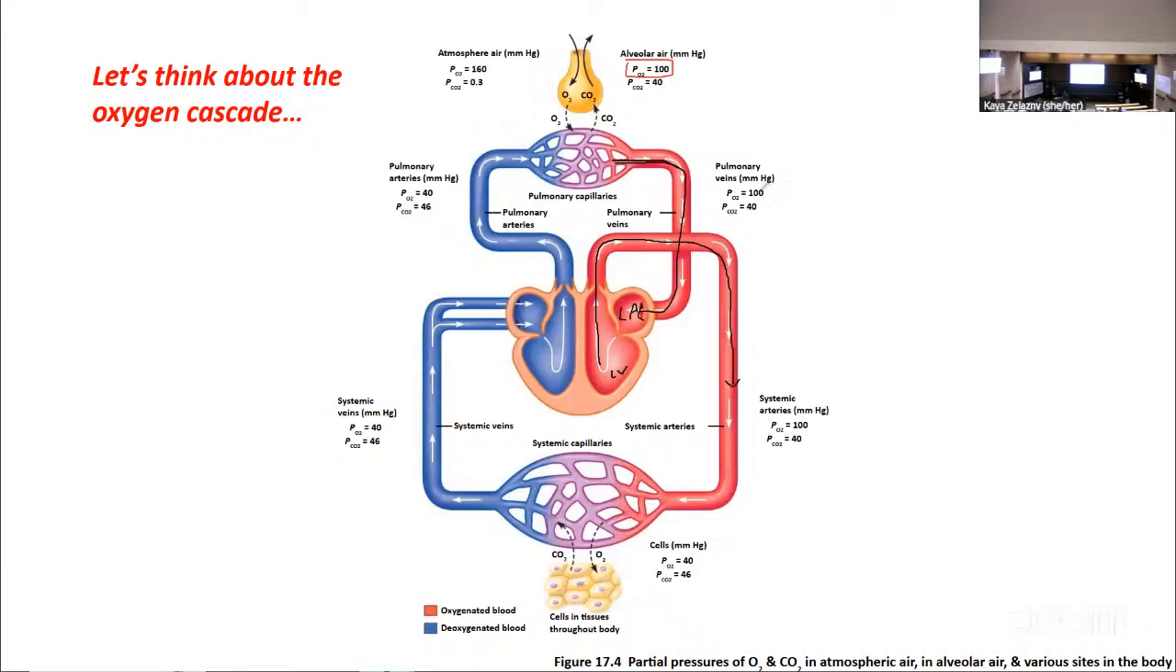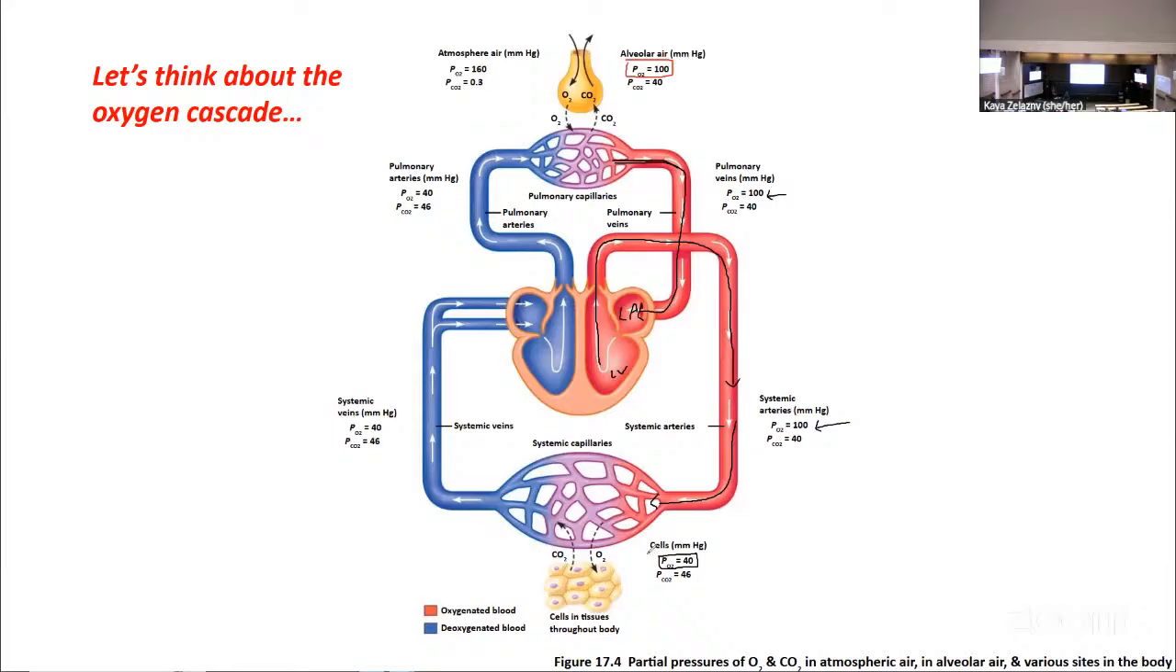And nothing has changed about that partial pressure of oxygen yet. We have 100 in the pulmonary veins coming back to the heart, and in the systemic arteries we're still at 100. It's when we get to the respiring tissue, to the cells, that we see our first change. These cells that are making ATP are using up the oxygen, so they have a low partial pressure of oxygen.